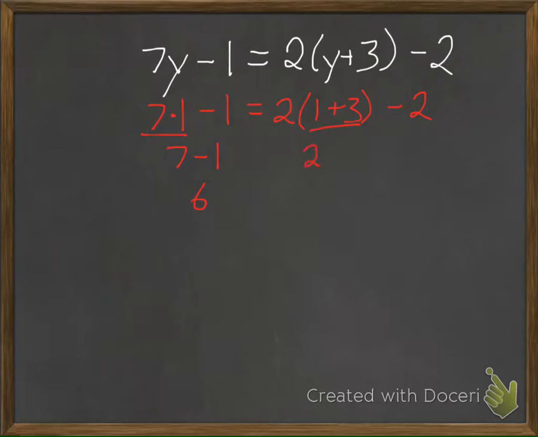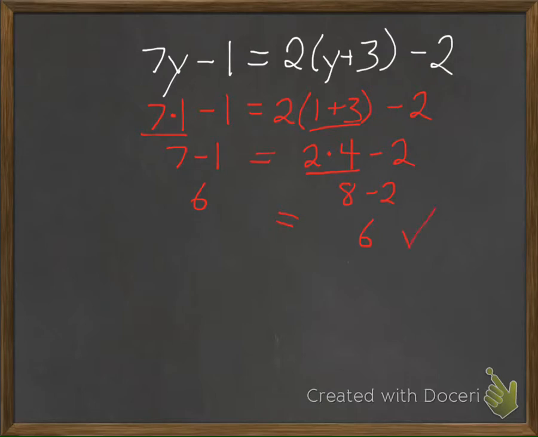So I get 2, that's multiplication, so 2 times 4 minus 2, multiplication before subtraction, so that gives me 8 minus 2, and 8 minus 2 is 6. So my two sides are in fact equal.